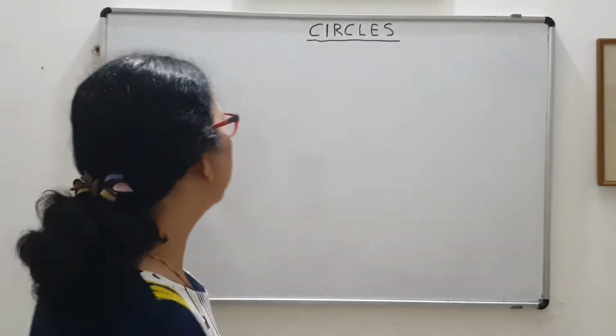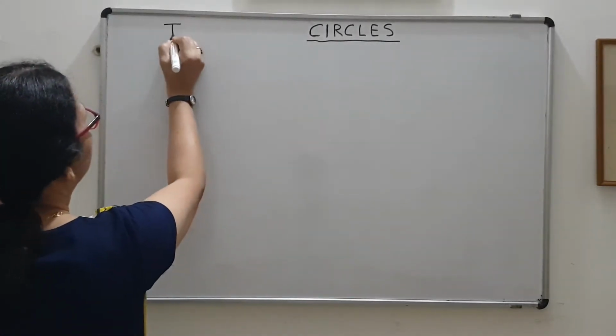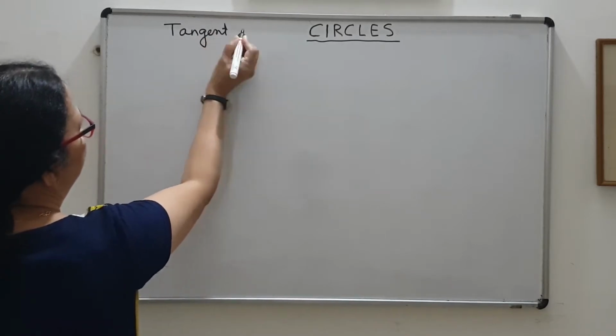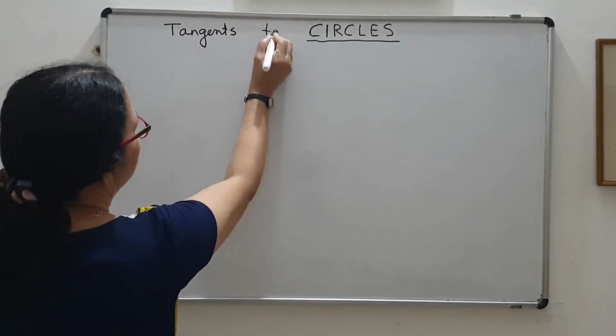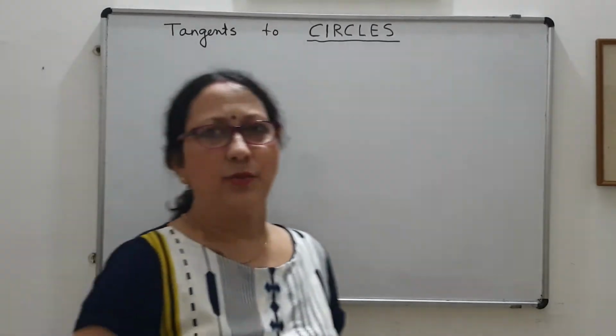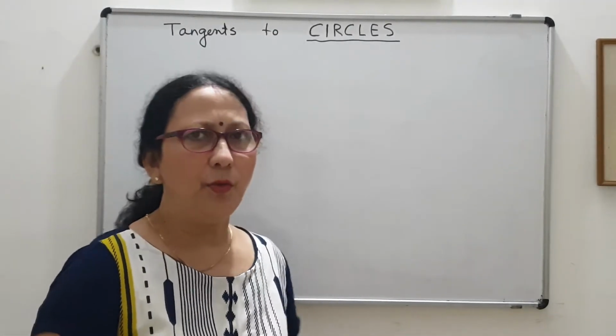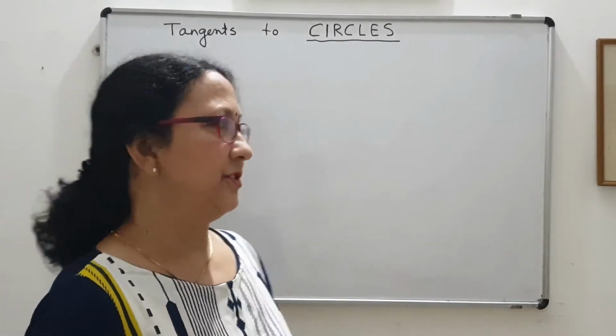Now in the 10th class, we basically will discuss the properties and theorems on tangent to a circle. So basically this chapter should be written in this way: Tangents to Circles. So we'll study about tangents to circles. Now what do you mean by tangent to a circle?